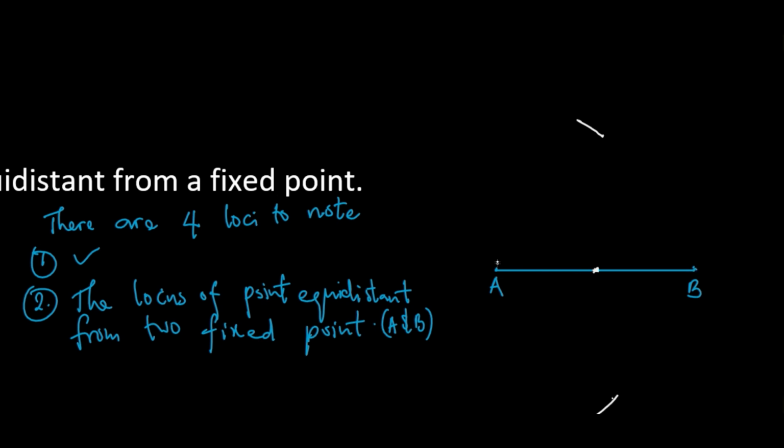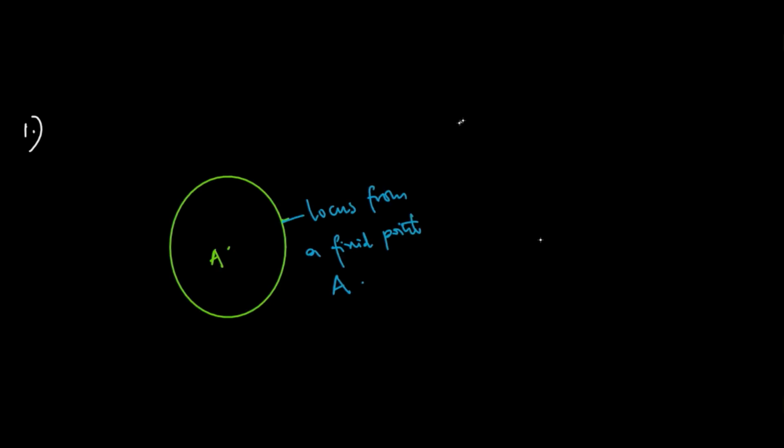We put the sharp end of a compass again in B, we have the arc. So at the end of the day, it's divided into 2 equal parts. That's the locus of point equidistant from 2 fixed points. It bisects line AB. So let's look at number 3.